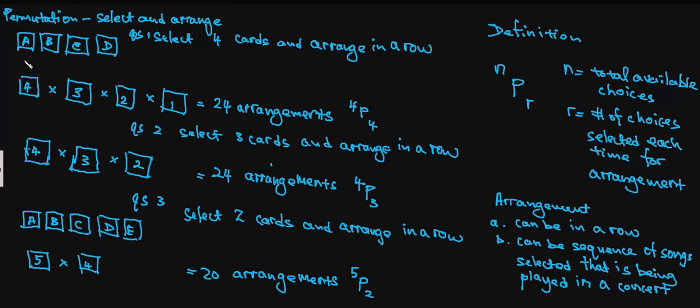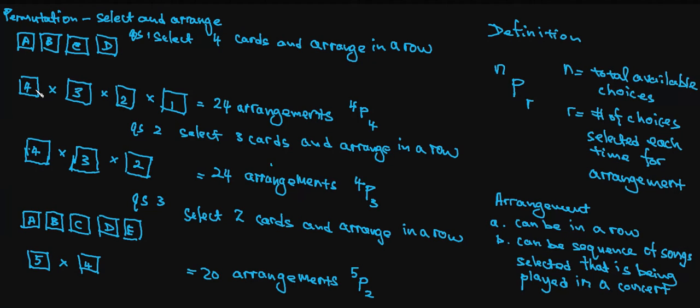Okay, if you take one card, A, and put it here, then when you fill out the second empty slot, you are only left with B, C, D. So you have 3 choices to fill out the second slot. Let's say you put in A here, and B here. Now for the third slot, you have only 2 choices left, so you write 2 here. And finally, there is only 1 card left. You have no choice, only 1 choice to put it here.